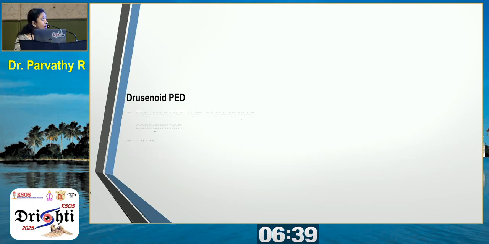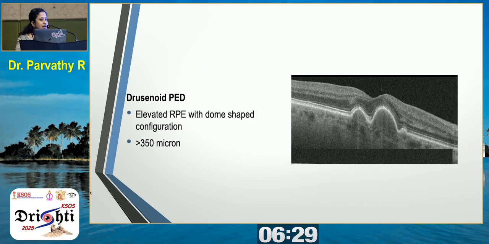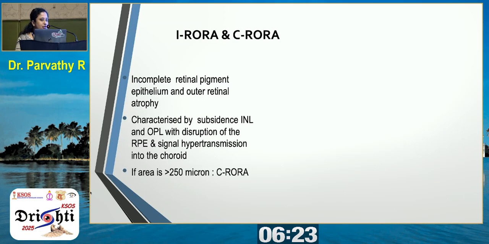Next, coalescence of this drusen can result in drusenoid PED, which is an elevation of the RPE with a dome-shaped configuration, and usually this will be more than 350 microns in size. Here we can see the acute elevation of RPE with hyperreflectivity beneath, and this is drusenoid PED.